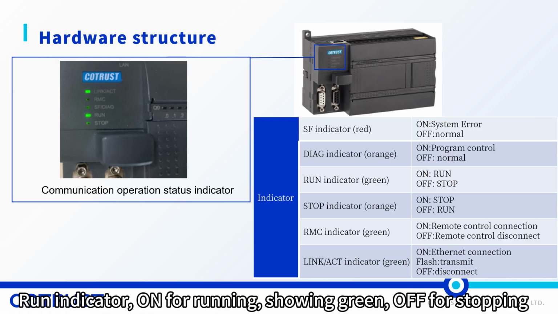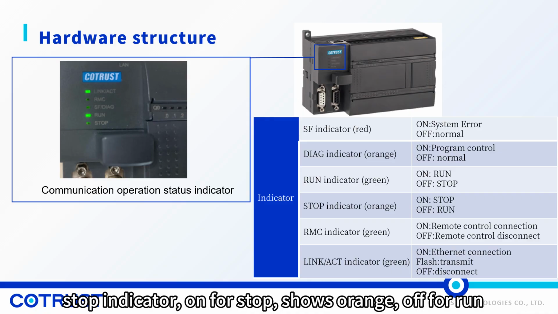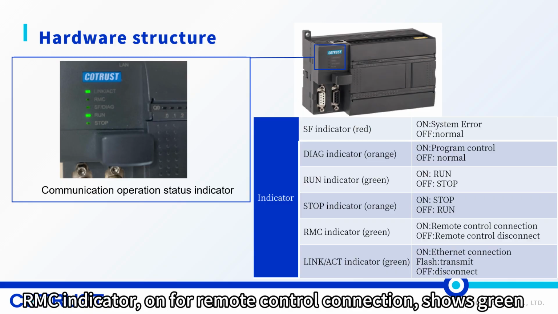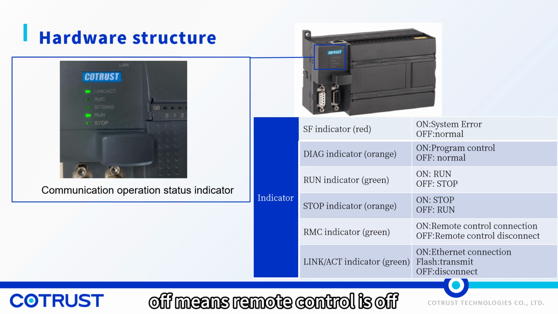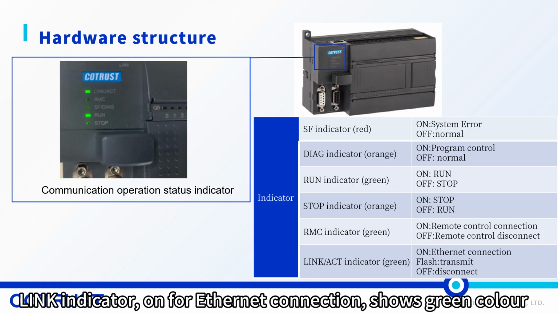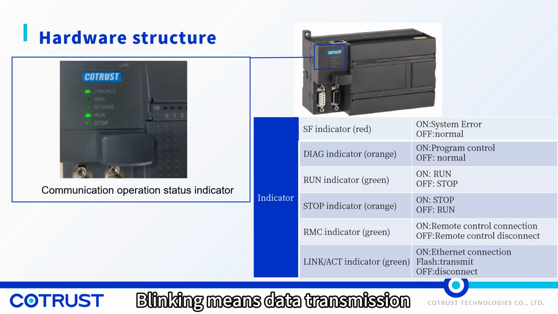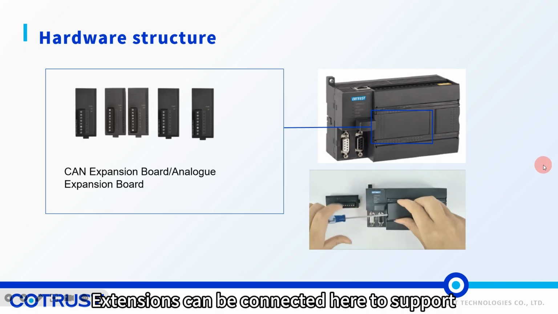Running indicator, on for running, showing green, OFF for stopping. Stop indicator, on for stop, shows orange, off for run. RMC indicator, on for remote control connection, shows green. Off means remote control is off. Link indicator, on for Ethernet connection, shows green color. Blinking means data transmission. Off means network port disconnected.